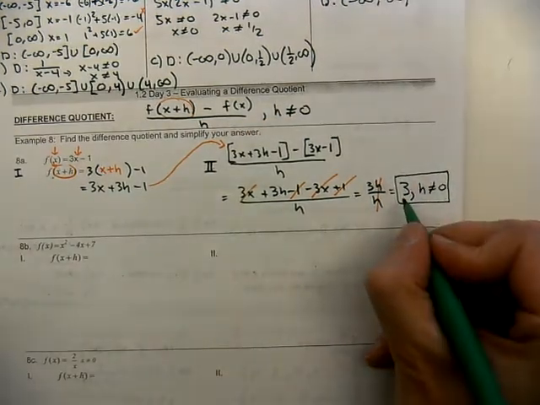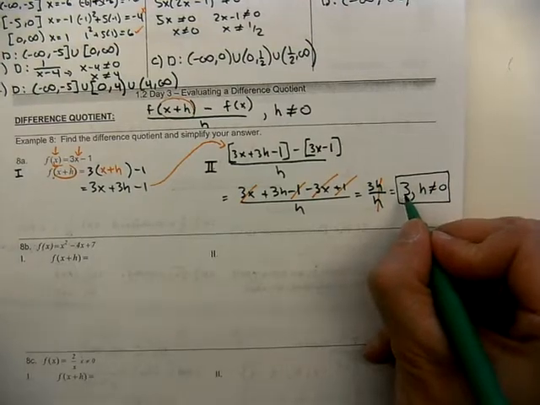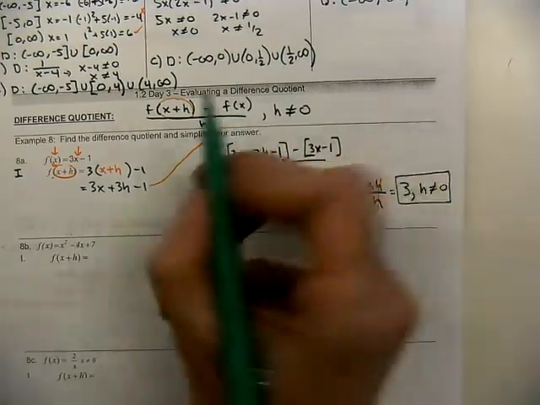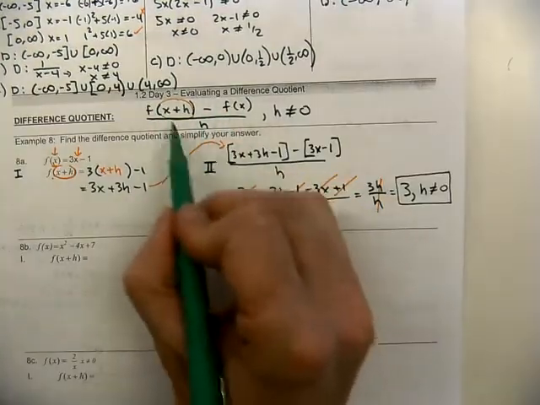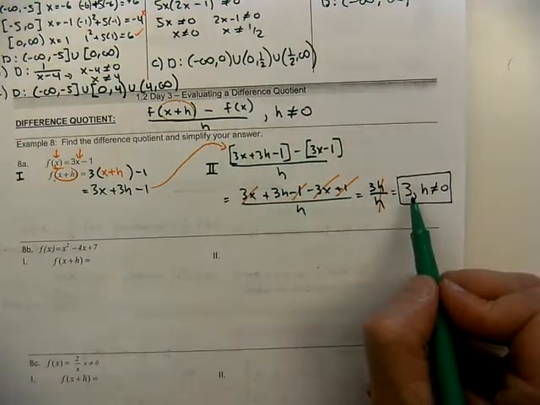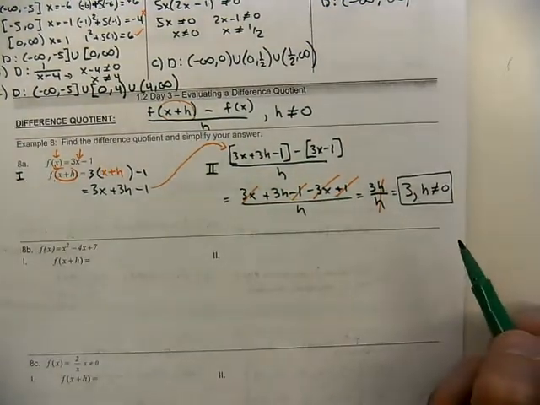Be careful. Don't say h equals 3. We're not solving for h. This is the result of the difference quotient. Think of it like the slope. The slope equals 3. We don't say h equals 3.